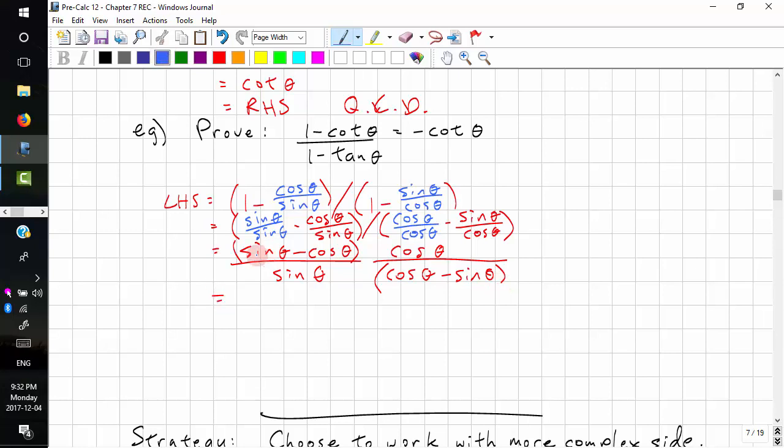Okay, now we're going to cancel this out. We pull a negative 1 out of here, and we can cancel this out. We're changing the sign of this, changing the sign of this, so it matches this factor, and then we have to put a negative 1 out front. So we have negative cos theta over sine theta, and this is our cotangent identity, minus cotangent theta, and that equals the right-hand side, and QED.